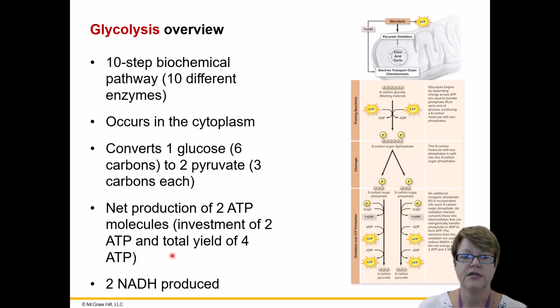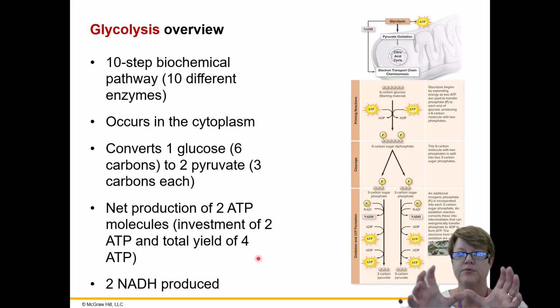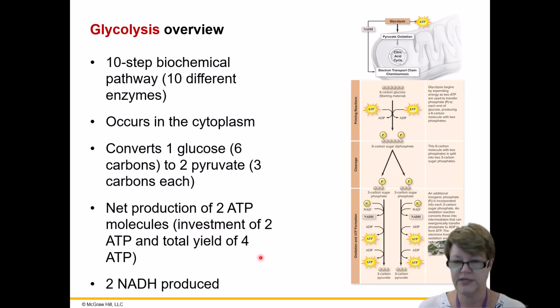And then we also end up with 2 electron carriers. Remember, NAD+ can pick up electrons and become NADH. So there are actually 2 NAD+ that pick up electrons and become 2 NADH. And those are those electron carriers. So glycolysis is the breaking of glucose into 2 parts we call pyruvate. The net production of 2 ATP and 2 NADH also occur. And all of this happens in the cytosol.